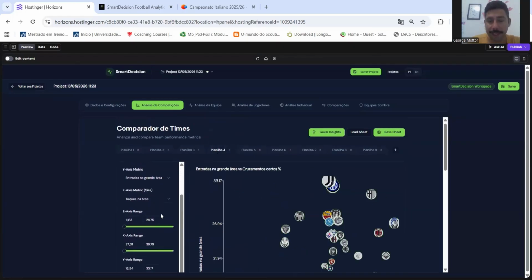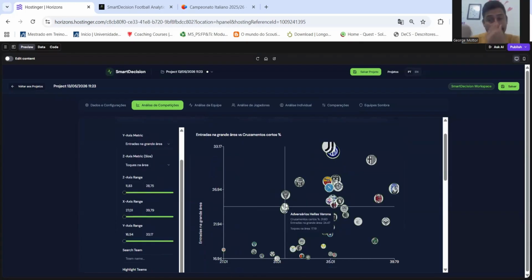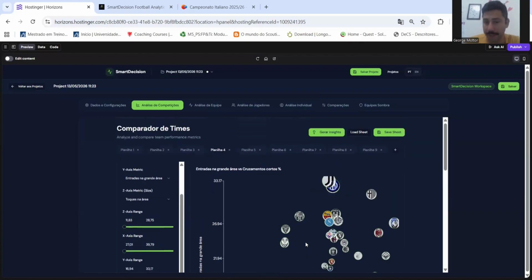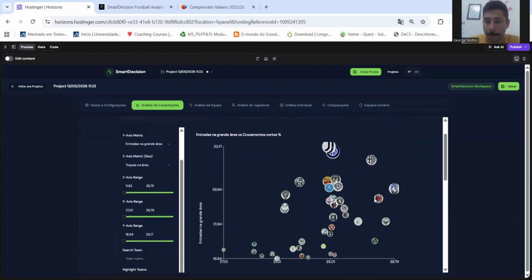Accurate crosses into the area and touches. This is very important, right? We already noticed earlier in that comparison that these are metrics that Lazio doesn't do well. So let's find Lazio here, where Lazio is, within a typical quadrant diagram. When discussing positive metrics, you'll find the top performing teams located in the upper right quadrant.